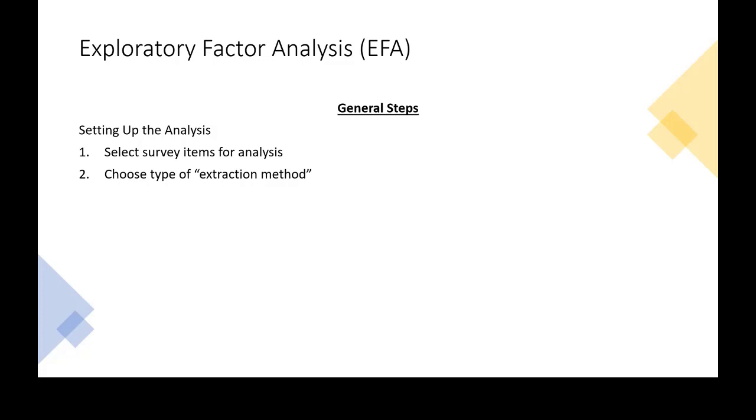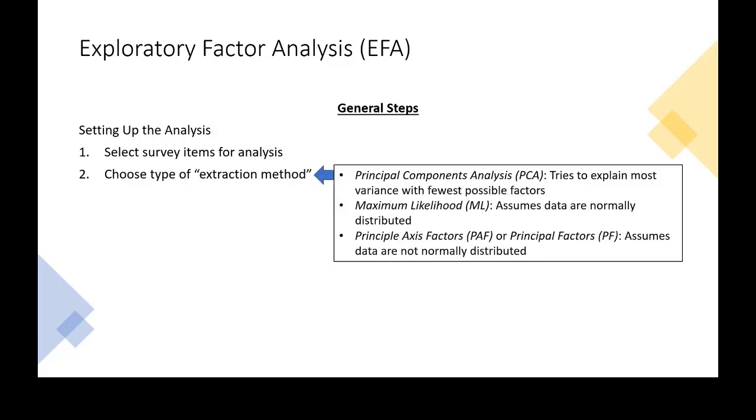After you've selected your items, you choose what's called an extraction method. This is basically where you're telling the software program how to take out or how to look for factors in your items. There are a bunch of different approaches, but I'll cover the 3 most popular kinds. There's PCA, or principal components analysis. There's maximum likelihood, or ML, and then there's principal axis factors, also called principal factors. It depends on which software program you use. Stata calls it principal factors, or PF. So I'll be using that term moving forward.